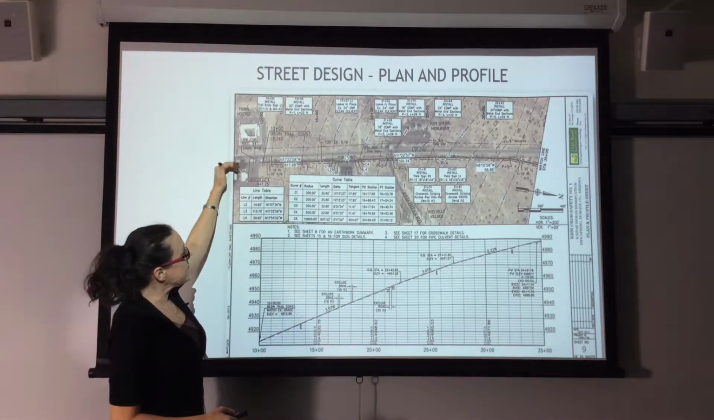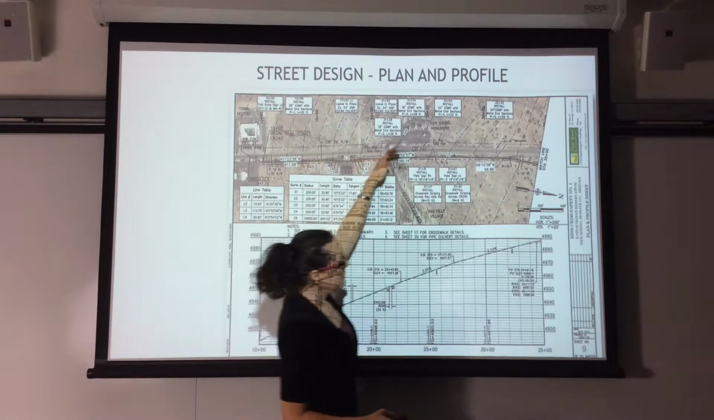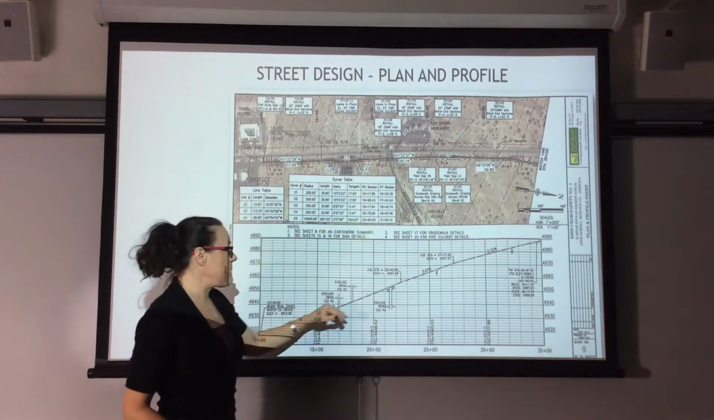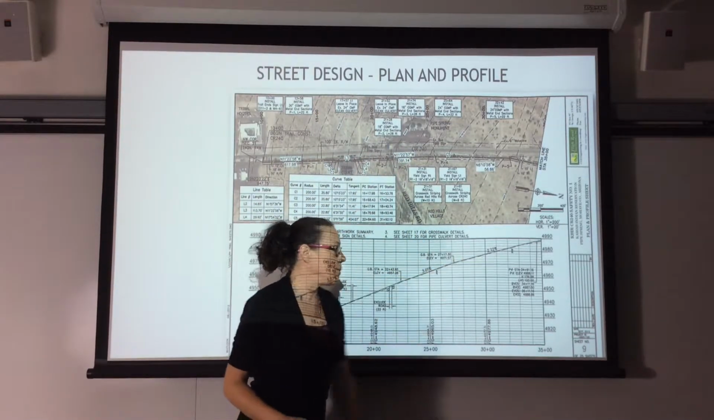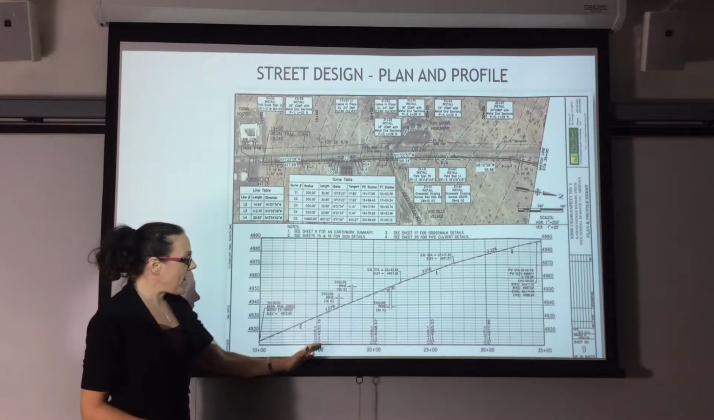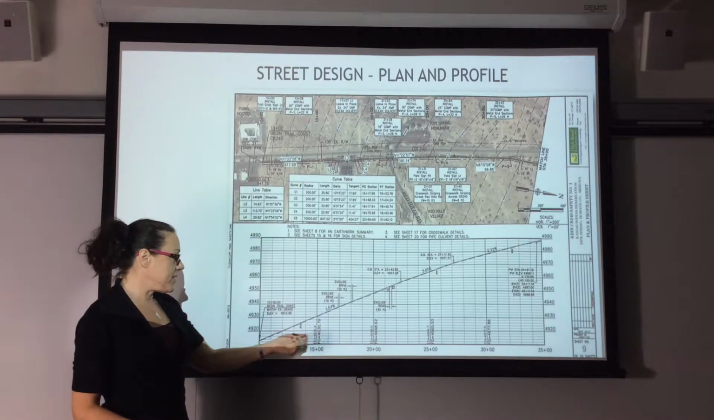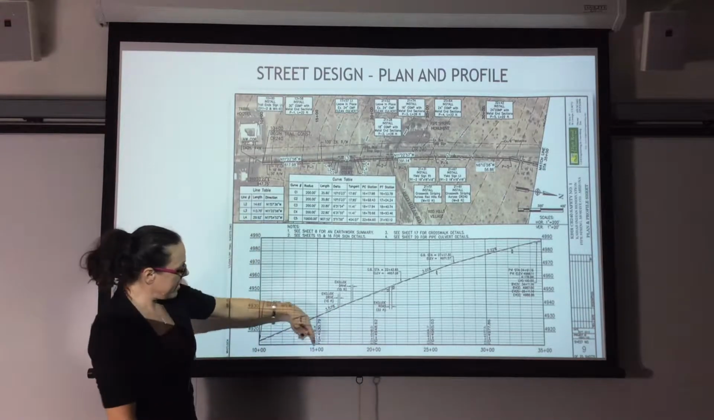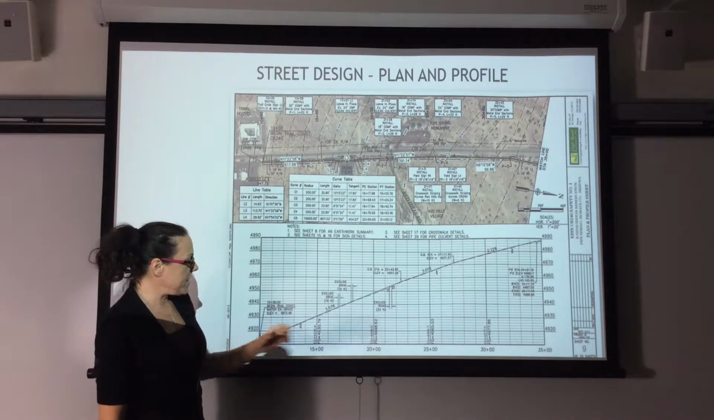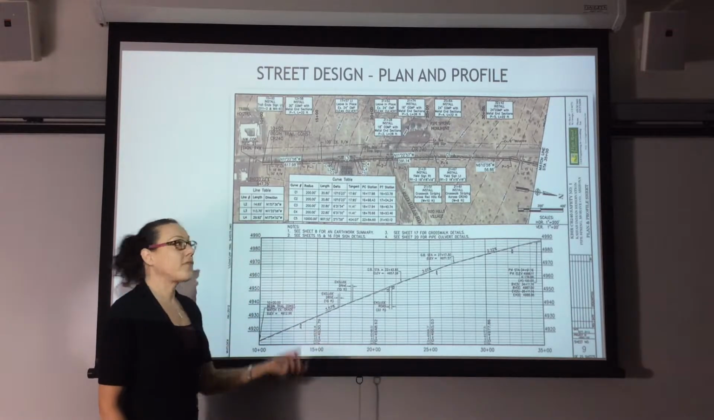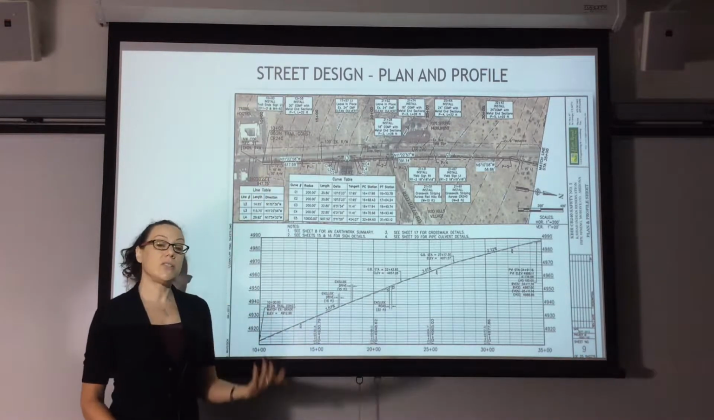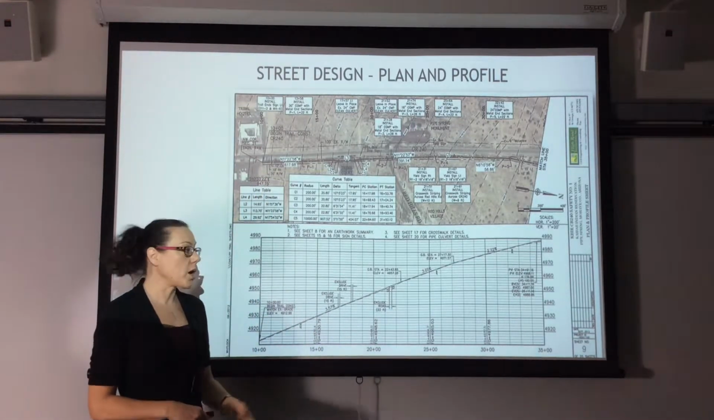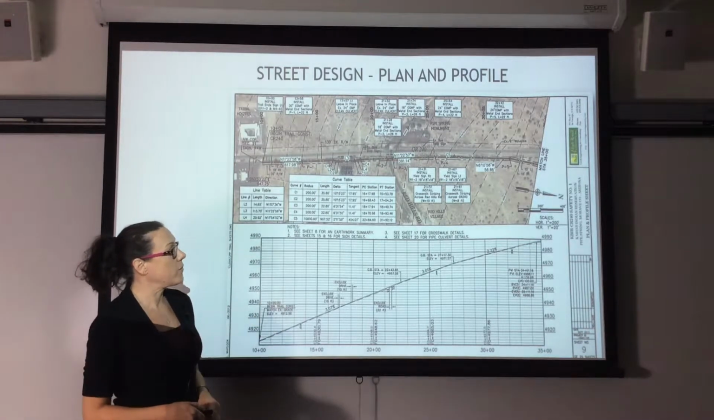So basically what this is saying is it's going uphill at different percentages, 3%, 3.01%, 2.22%. And you also have stations, 10 plus 00, 15 plus 00, 20 plus 00. That means between here and here, there's 500 feet. 15 to 20, another 500 feet. So they're actually using it to either design or construct by. That's what these types of plans are for.